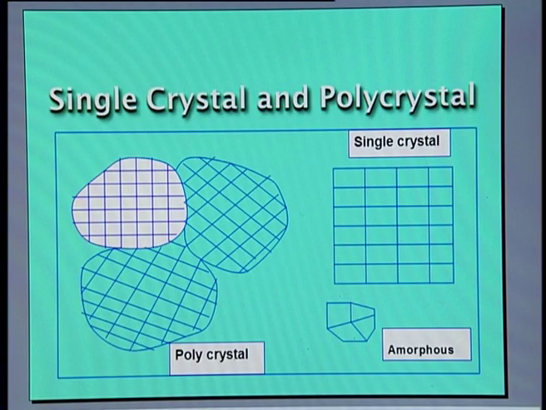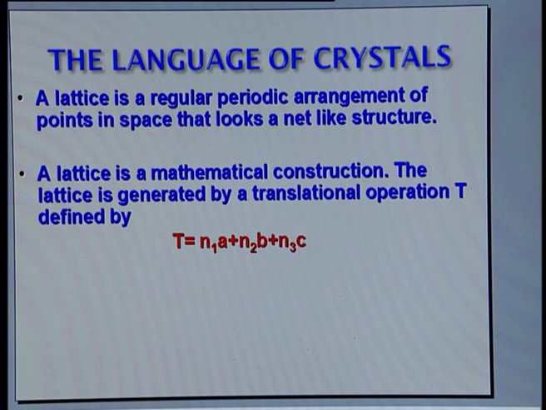Polycrystalline material is an aggregate of single crystals, so that each region is called a grain, and each grain you can call a single crystal. And if there is no periodicity, if it is broken from one point to the other, then we call it amorphous. So, we do not expect any periodicity in amorphous materials.